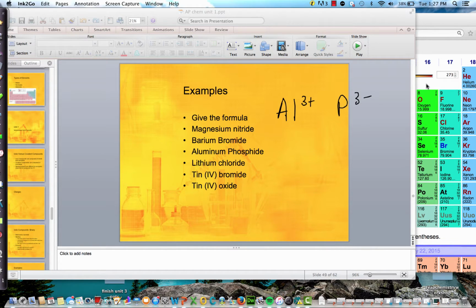All right, so I can look right away. I have a +3 and a -3. That cancels, so I only need 1 of each. So it's just AlP. Now, you can just reason your way through it, and that is the formula.